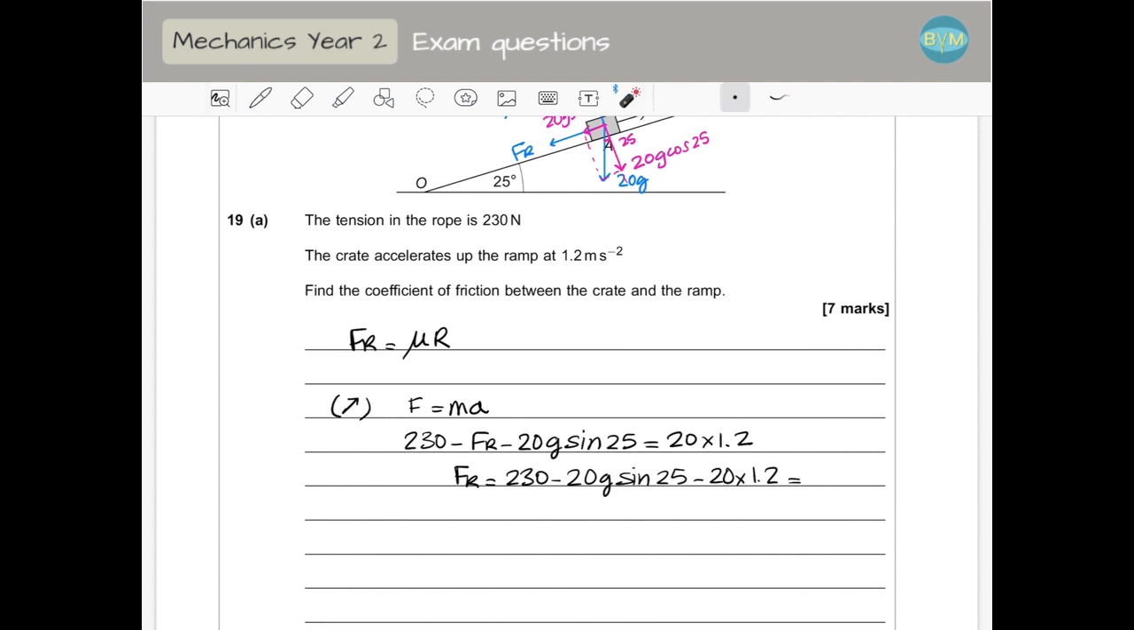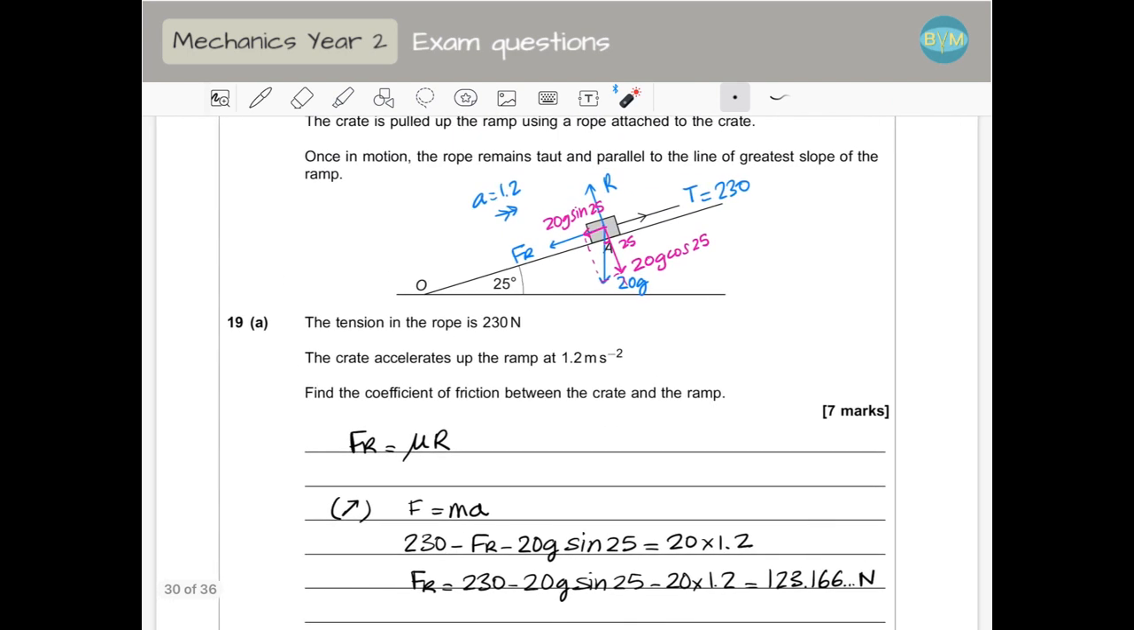Be careful because the angle for sin must be in degrees, and sometimes we don't notice when we are doing mechanics questions. I'm keeping the g. So be careful with the calculator in mechanics questions, because it's quite common to have it in radians from a pure question. This is 123.166 newtons.